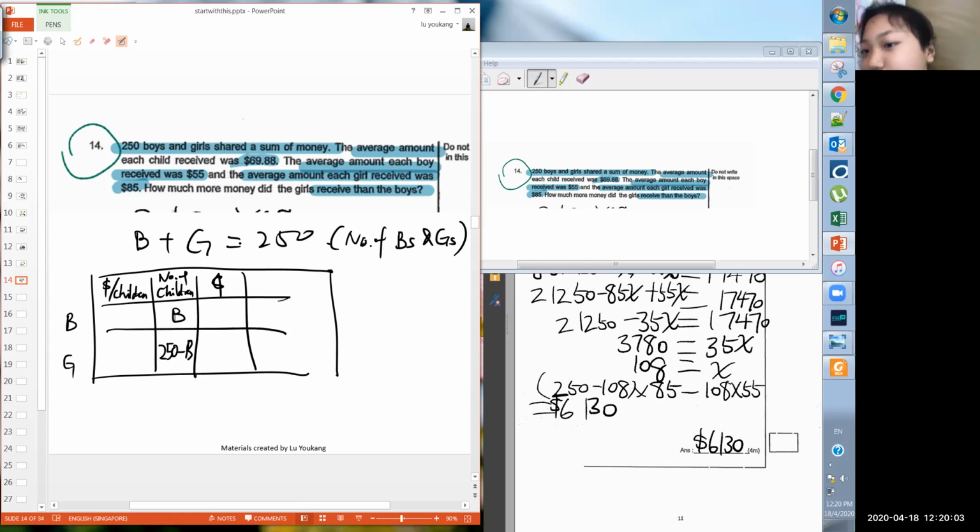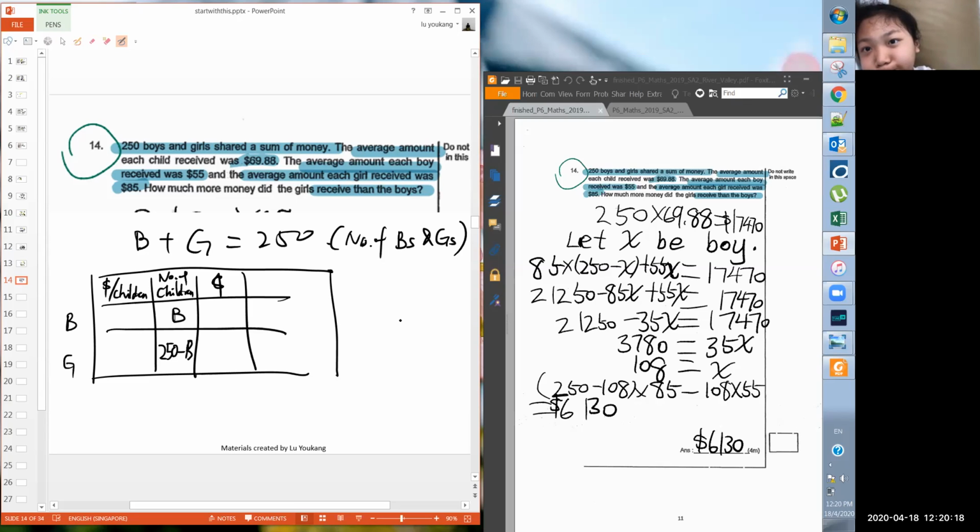Okay. Good. So the average amount each boy receives is 55. So this is 55. This is 85. So you can actually get the sum for the boy already, which is 55B. And then this one will be 85 times 250 minus B. Am I right?